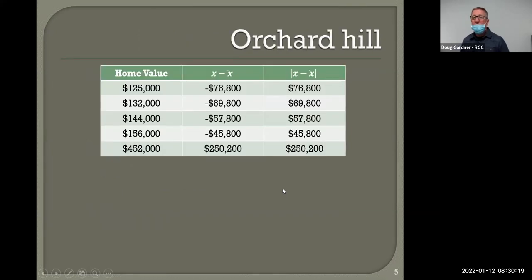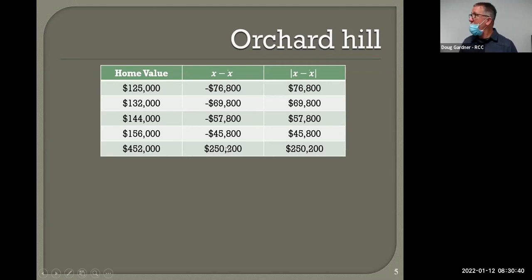So this is what you just did a second ago. Isn't this the number that you just got? You took 125 and you subtracted, I forgot, 201,100. Isn't that what you got on your calculator? Negative 76,800. And now let's do it again for 132. 132 minus 201,800, you get negative 69,000 and so forth.